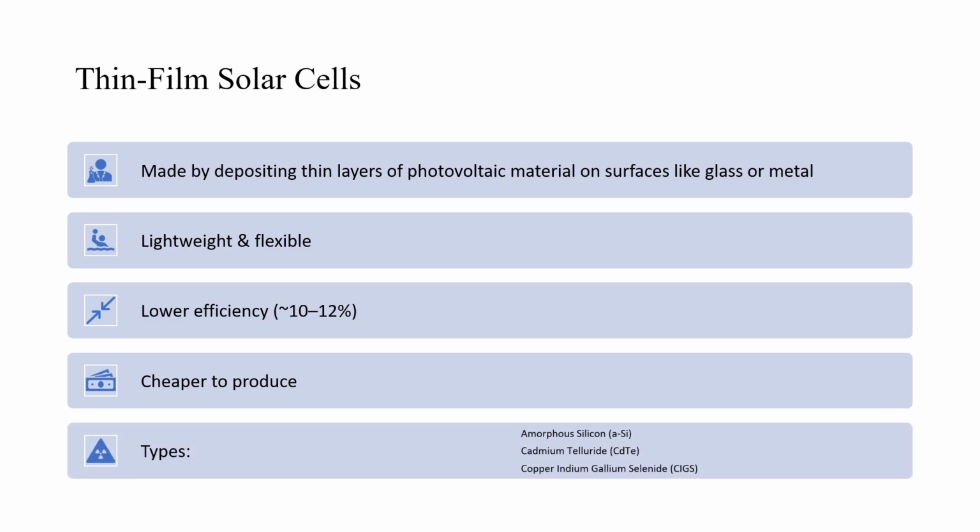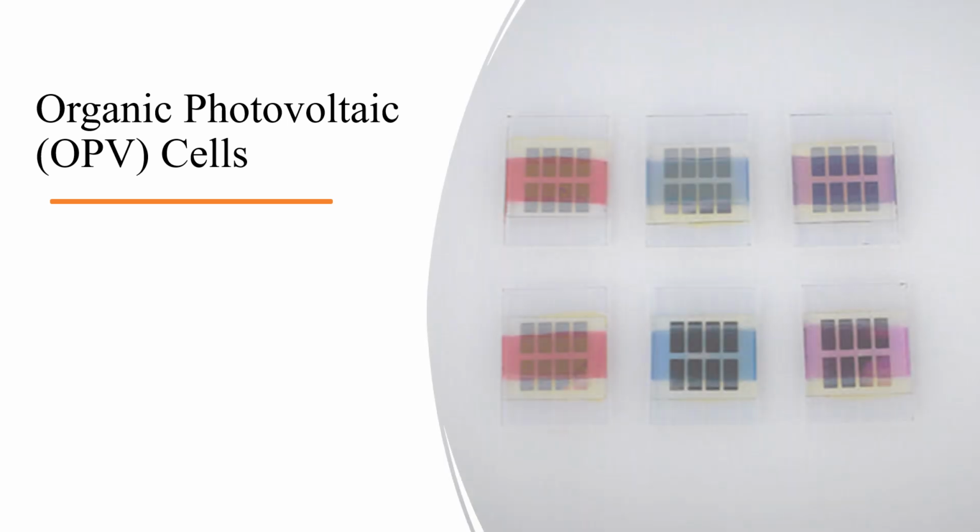The examples of thin film solar cells are the amorphous silicon based solar cell, the cadmium telluride based solar cell, and the CIGS, copper indium gallium selenide based solar cell. And finally, the fourth kind of solar cell is the organic photovoltaic solar cell.